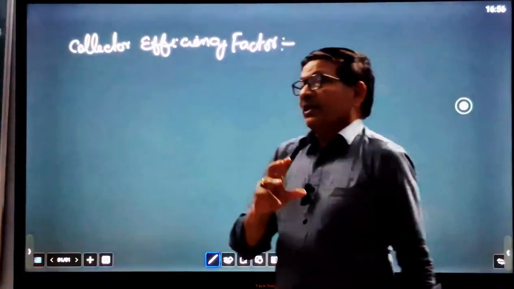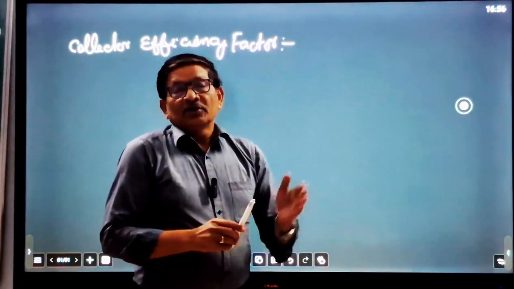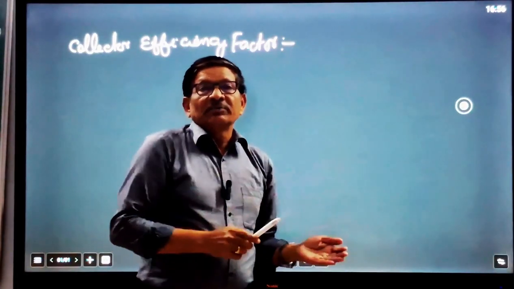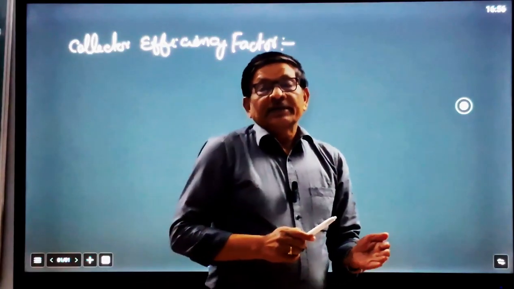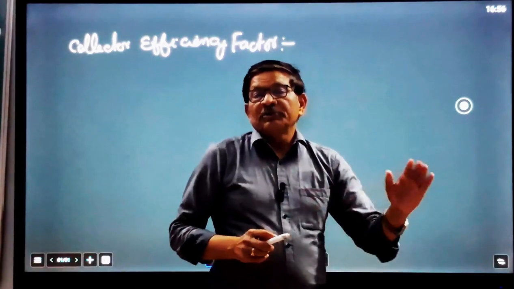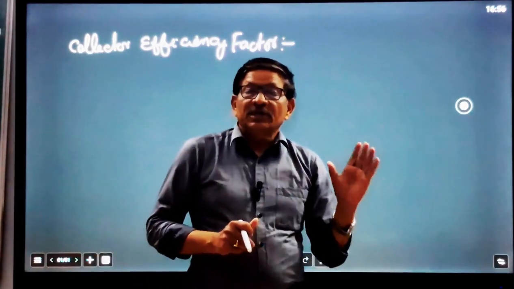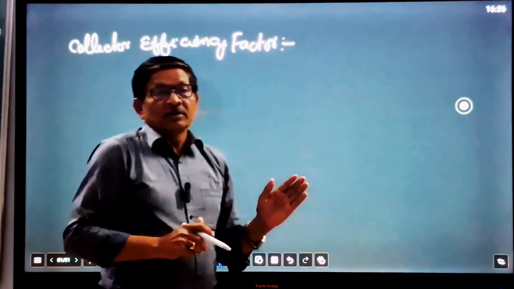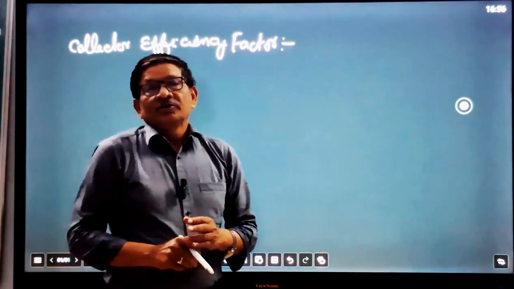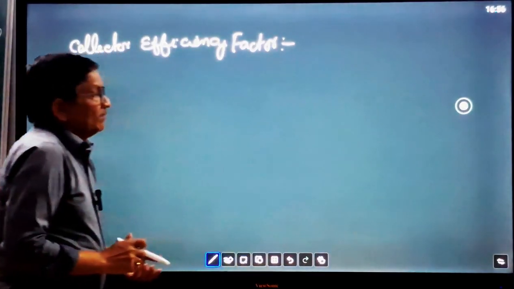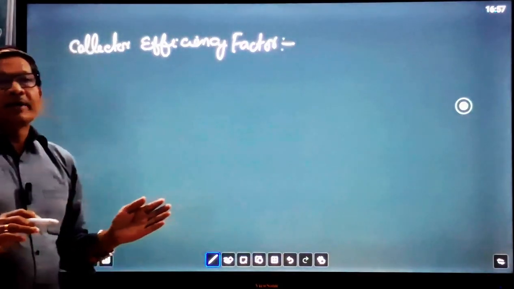It is a measure of how efficient the collector is in transforming energy absorbed by the collector absorber plate to the collector tubes through which fluid is flowing. So how much the collector absorber plate is efficient in absorbing energy and transforming it to the collector tubes. So let us make a design, and that will be helpful in defining collector efficiency factor.